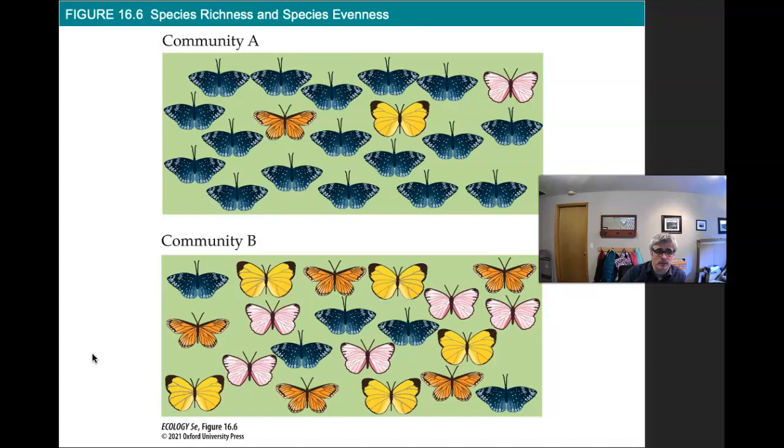distribution of species. Where here we have the same species richness, i.e. the same number of species, but the relative abundance is totally different. A whole bunch of one species and the other species are very rare.